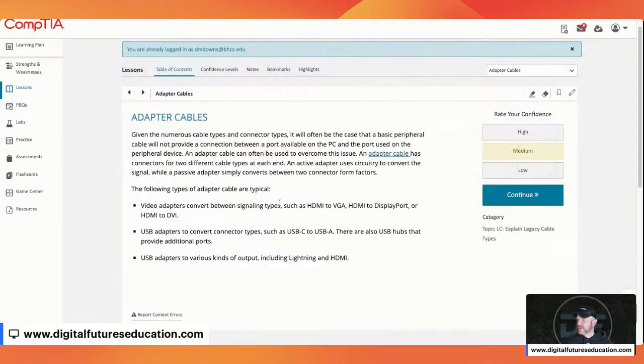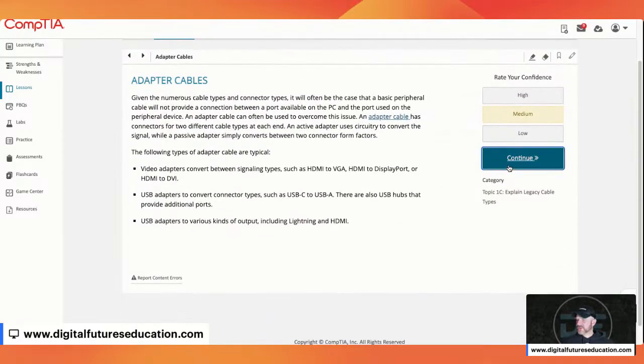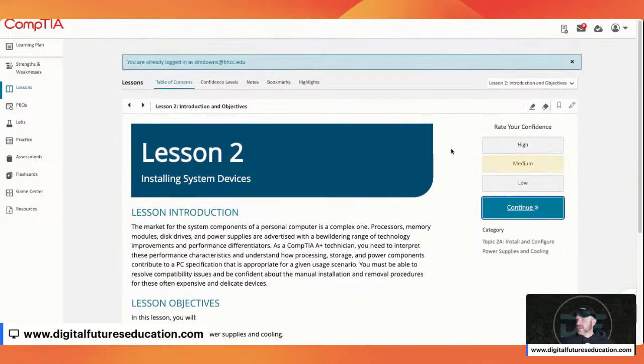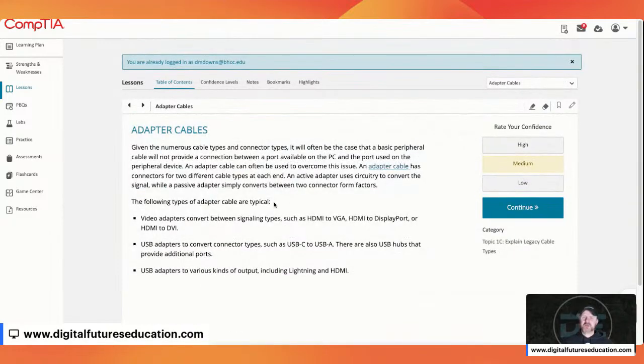Examples provided here include video adapters between signaling types such as HDMI to VGA, HDMI to DisplayPort, or HDMI to DVI. USB adapters convert connector types such as USB-C to USB-A, and there are also USB hubs that provide additional ports. There are also USB adapters to various kinds of output, including Lightning and HDMI. So just be aware that adapter cables exist out there. That is the end of lesson 1 content.